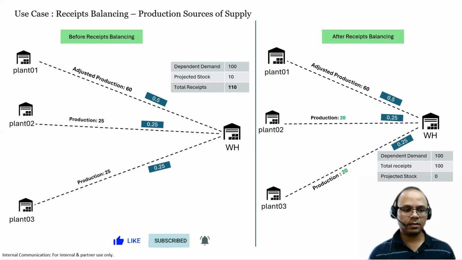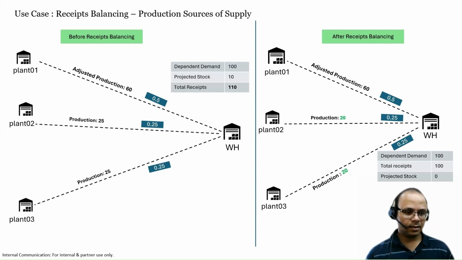The use case is that there is a warehouse which is sourcing from the production plants, plant one, plant two, and plant three, and the quotas that are defined are 50% of the dependent demand in the warehouse would be satisfied from plant 1 and 25% each from plant 2 and 3. And there is an adjustment that the planner has to do, where he has adjusted 60 units as an adjusted production quantity instead of the 50, because of the dependent demand being 100.